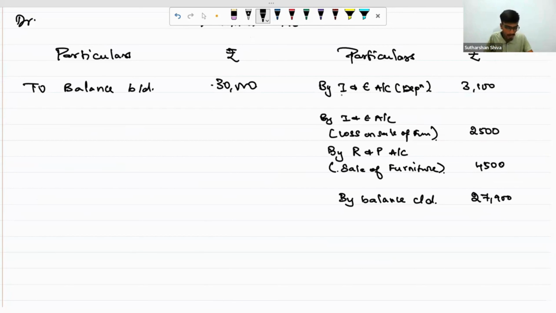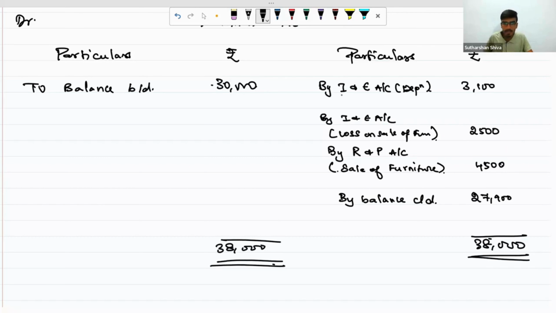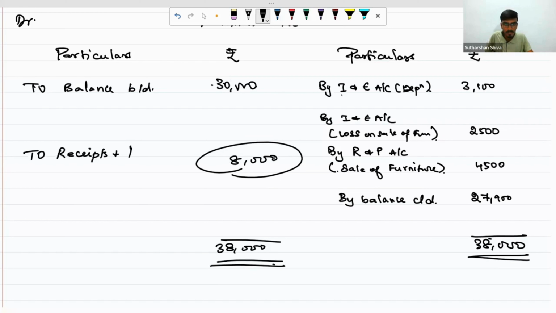So once everything has been sorted out, correct? Now we are going to tally. Which side is going to be higher? Credit side is higher. So total it off, balancing it. What is my total? My total will be 38,000. The same 38,000 I will put on the other side, and I will round it off. I will put 8,000. And what is this value? This value is nothing but receipts and payments account. In brackets, I will write purchases. In brackets, I will write balancing figure.